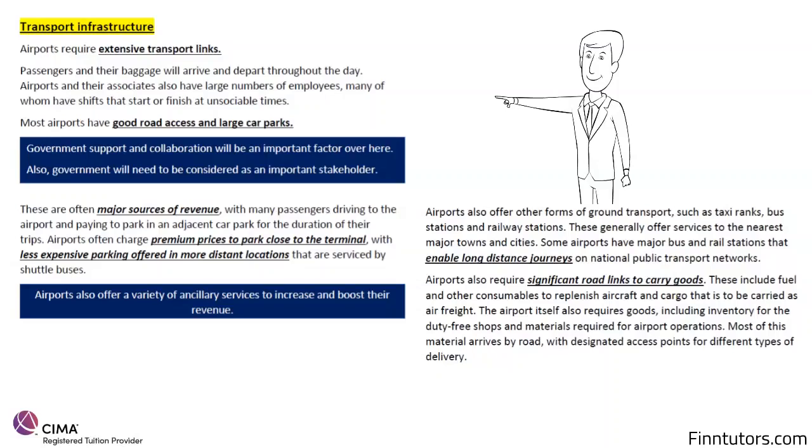Airports also require significant road links to carry goods. If it's a cargo terminal, it needs good roads so that a truck can move in, move out. Also aircraft need fuel, so for the fuel to move in, move out. The airport also requires goods, including inventory for the duty free shops and other materials to run an airport. So, transport infrastructure is key for an airport.